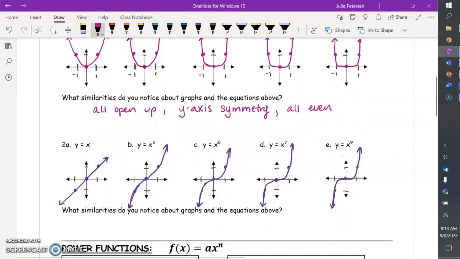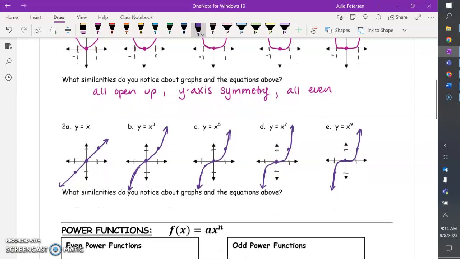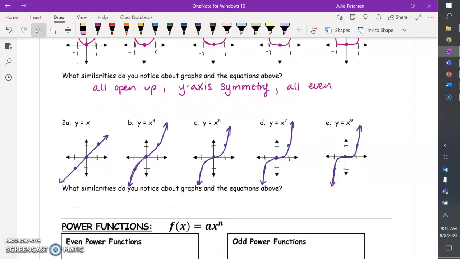When we look at the next set of power functions, y equals x, x cubed, x to the fifth, x to the seventh, x to the ninth, these don't open a certain way because their arrows go different ways. But we can say that these are all increasing. As we look left to right on the graph, the y values are always getting bigger. These graphs don't have y-axis symmetry. What they have is origin symmetry. If we rotate it 180 degrees around the origin, they'll look exactly the same. And that means these are all odd functions.